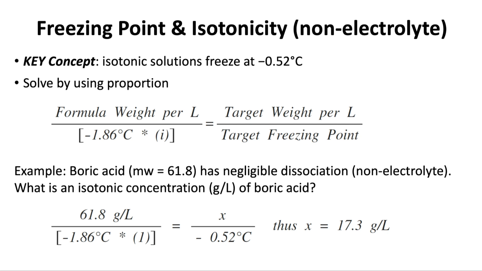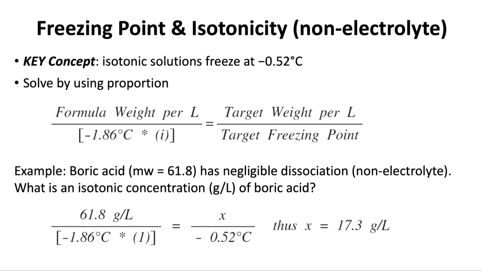That's what the question is asking: what is the concentration of boric acid in grams per liter? So we set X on top, with units of grams per liter, over the target freezing point depression. What freezing point depression do we want with our boric acid? We want it to make our solution isotonic, and an isotonic solution freezes at negative 0.52 degrees Celsius, so that's our target. On the denominator, we put negative 0.52 degrees Celsius. Now to solve for X, we take 61.8 times the negative 0.52, then divide by the negative 1.86, and we get a numeric value of 17.3, in units of grams per liter. So this is really a powerful equation.